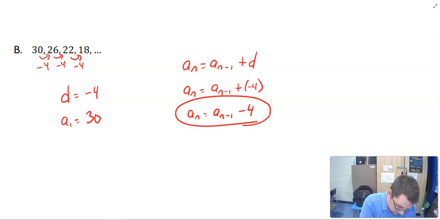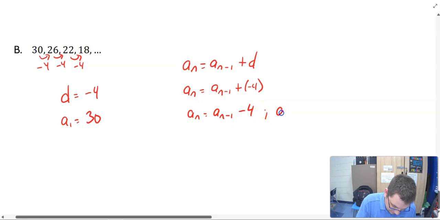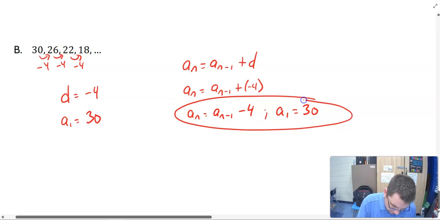And remember, we also need what? We also need to have the first term. a sub 1 is equal to 30. We need all of this information to write it recursively.